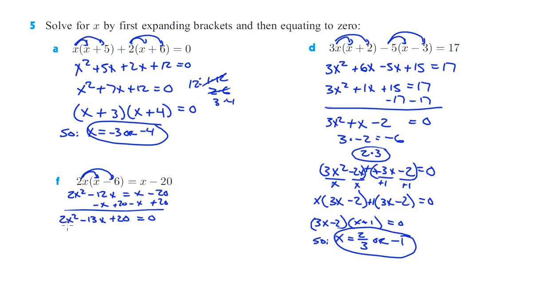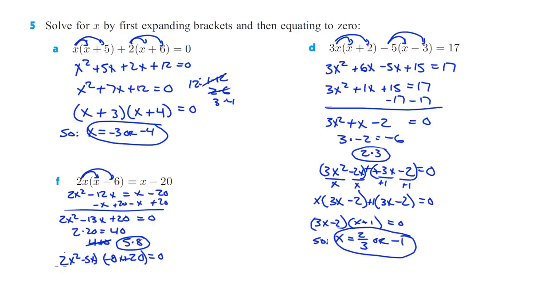There's nothing to factor out of all of those, so 2 times 20 gives us 40. We've got to find the factors of 40 that add up to 13. So let's see, we could go 4 times 10, but that doesn't work. That adds up to 14. So let's do 5 and 8, right? 5 plus 8 adds up to 13, so that should work. So we have 2x squared and plus 20 equals 0, and then these have to add up to negative 13, so they're going to be negative 5x and negative 8x.